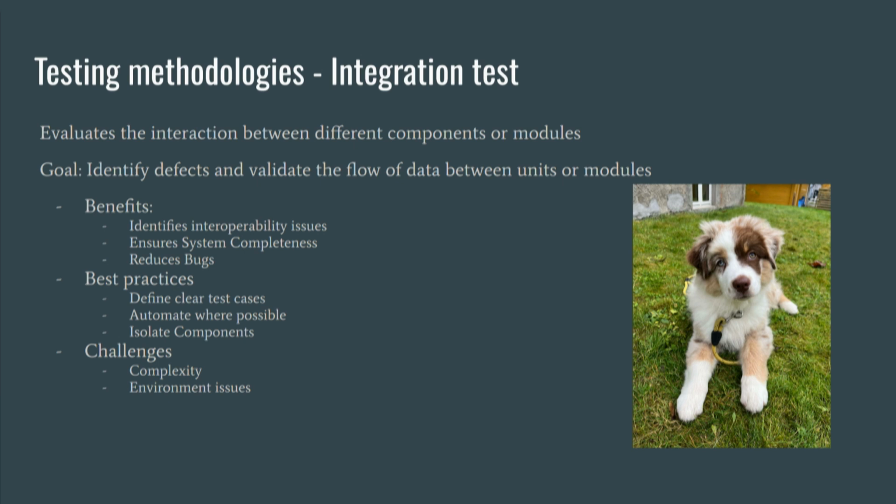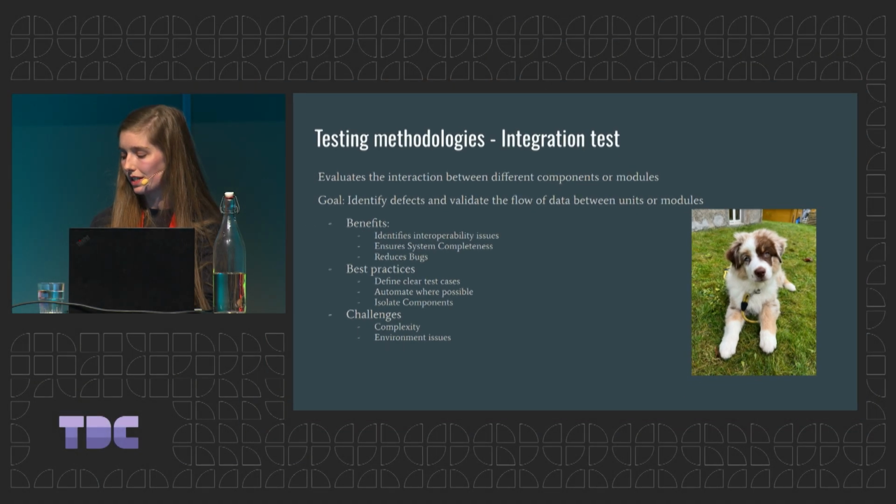Some of the best practices are also kind of the same. Define clear cases. It's nice to automate it. That also counts for unit tests. I'm not sure if I had it there. You can also isolate components here, do some mocking to make sure that you test different scenarios. Some of the challenges here are that it's a bit more complex to test. You have to set up some things to be able to do it. You have different components, and you also have to set up the environment.